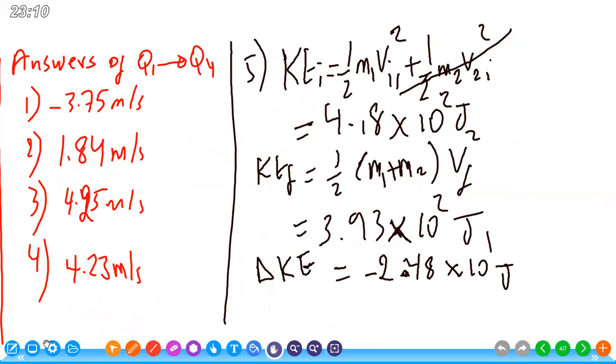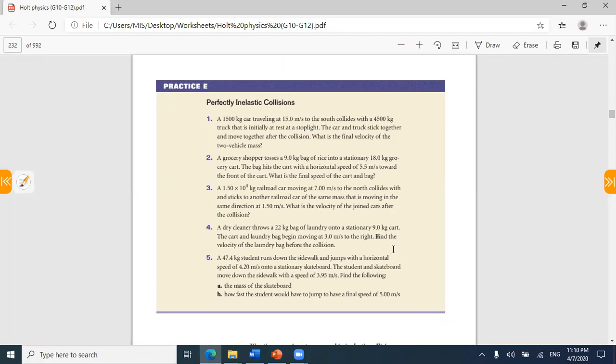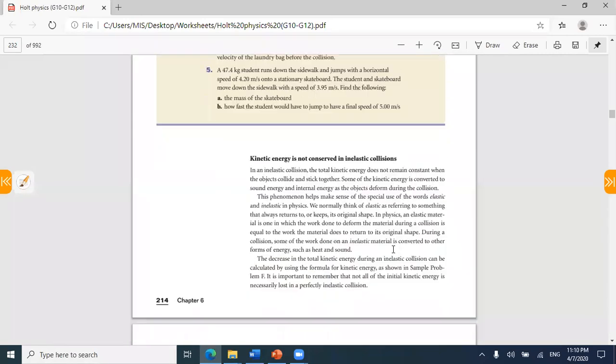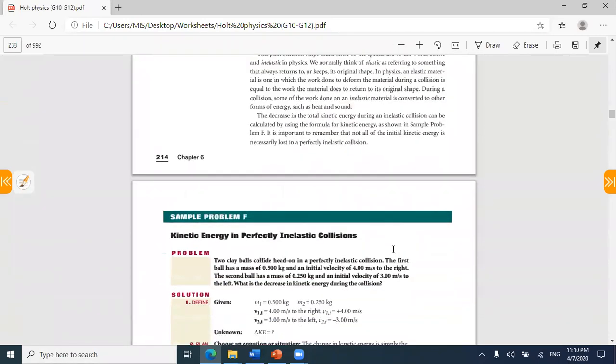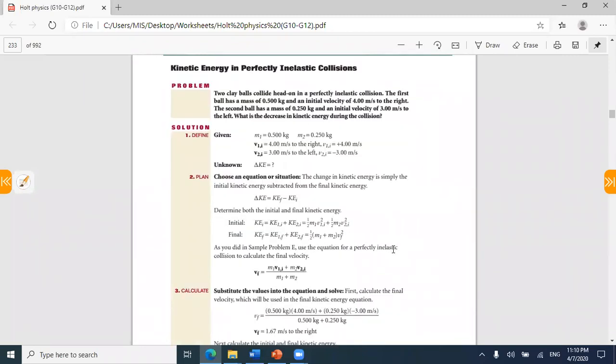More problems. Let me go back to the book. Also, there are extra problems here concerning perfectly inelastic collisions, which is this one. They did it in the book just to practice the first equation, which is M1 V1 initial plus M2 V2 initial equals M1 plus M2 times V final, just this equation.